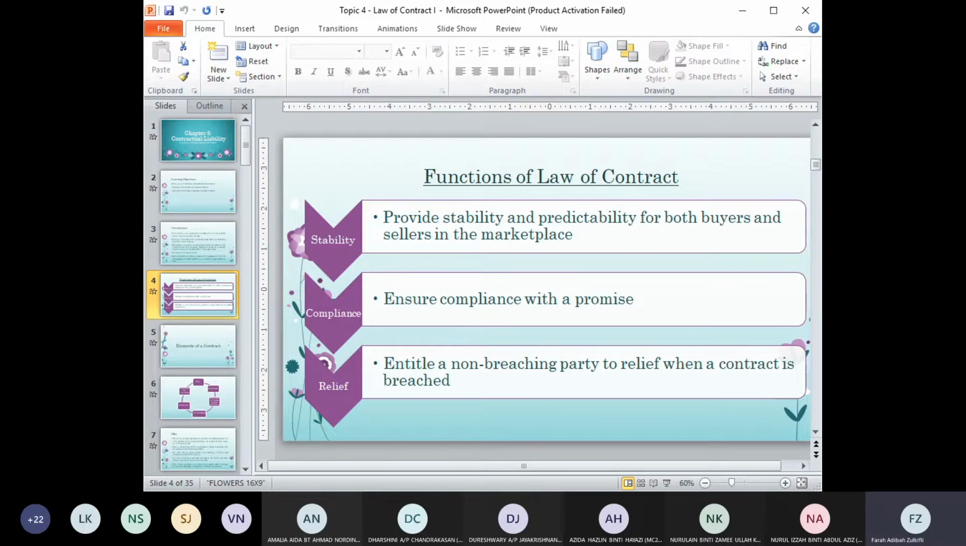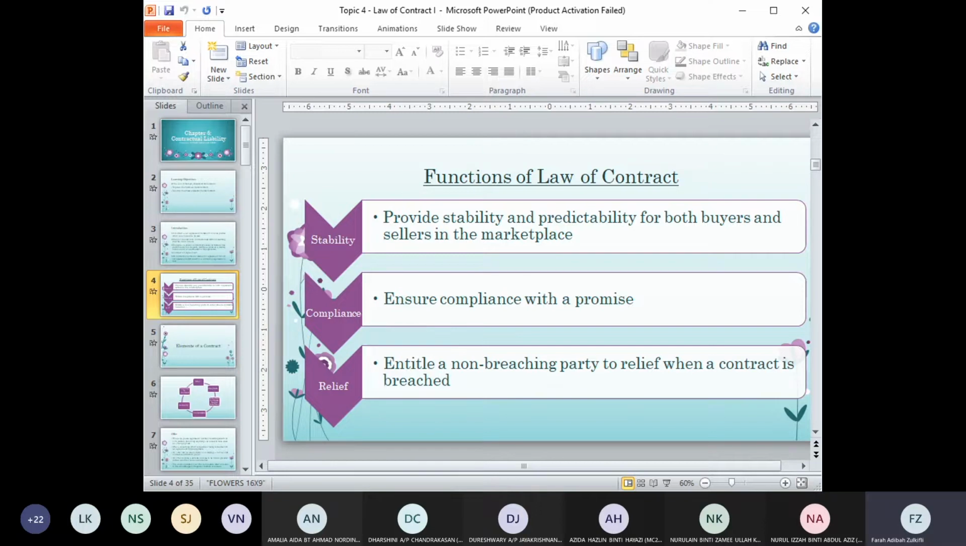The buyer knows that if they take the items home, they have to pay for it. The supermarket knows that if the customer wants to take any item from the aisle, they have to pay for it before they can take it home. So everyone is happy. The customer gets their item and the supermarket gets their money. So it is a win-win situation. So that is one of the functions of the law of contract. It provides stability and predictability for both buyers and sellers in the marketplace.